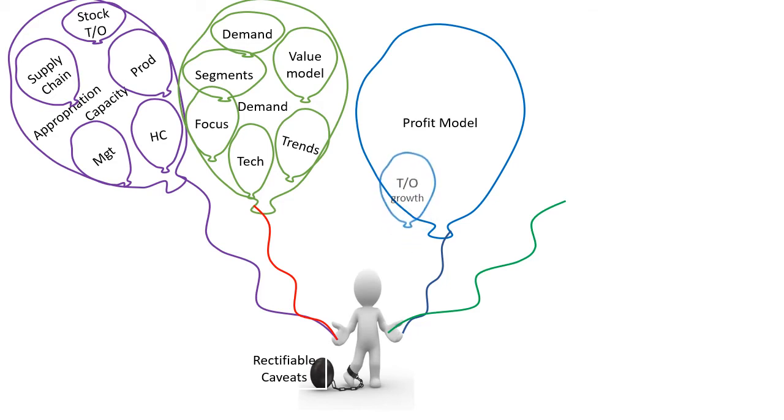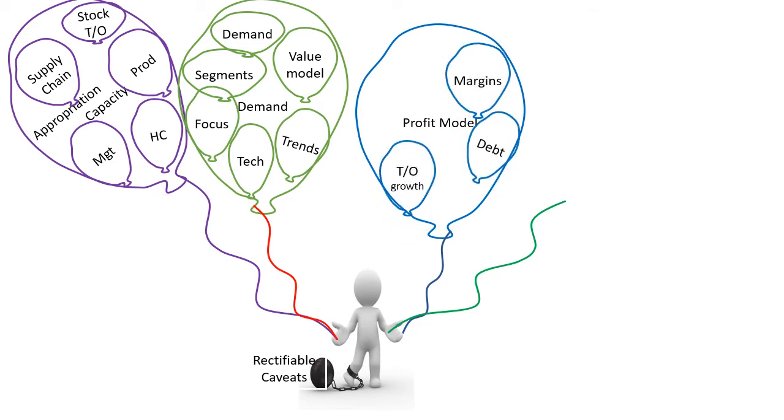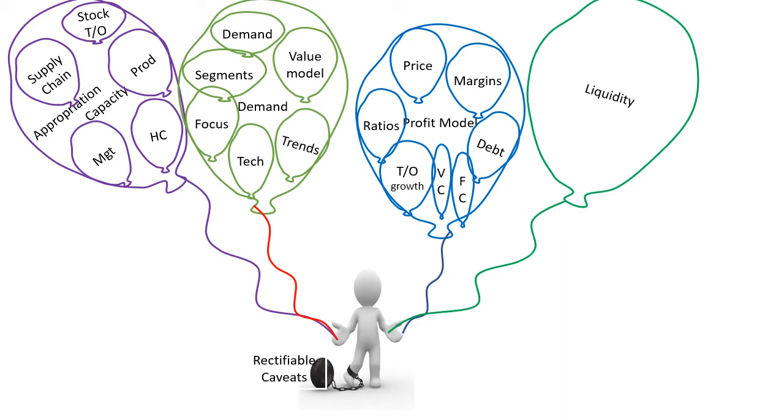And then if you can appropriate it, can you do it at a profit? And the profit model is very important. We talk about turnover growth, margins. What is the debt situation like? What ratios do we consider for the specific business? What's the variable cost? What is the fixed cost? And then finally, at what price are you competing? So can you do it profitably at the price that you are doing it?